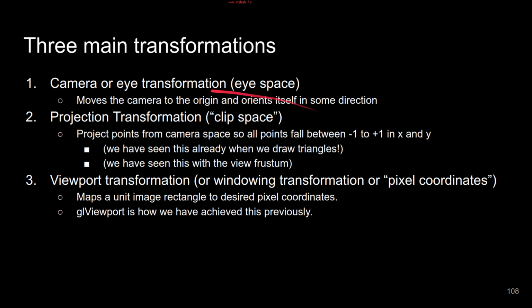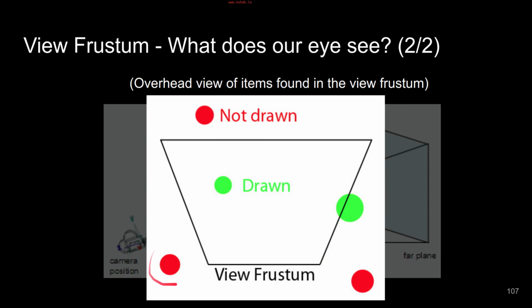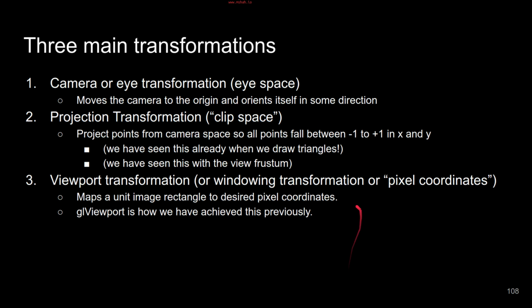Okay. So we have our camera or eye transformation. We call this eye space or the view space, that moves the camera to the origin and orients itself in some direction. We have the projection transformation, the clip space, that removes various points here that aren't visible. That's these points here for bullet number 2. And then we have our viewport transformation, which is going to map all of these pixels to some perspective range. Okay. glViewport is going to be the OpenGL command, and in your homework, you'll look at doing this.